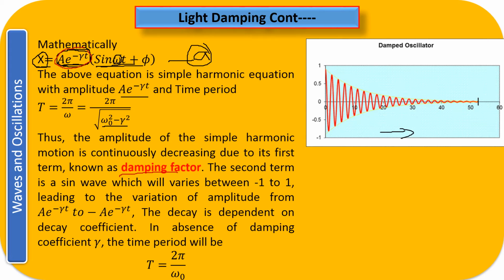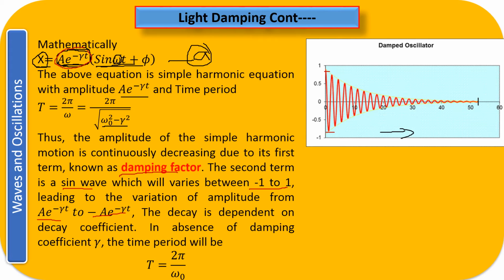The second term is a sine wave, which will vary between -1 to +1 naturally. So this leads to the variation of the amplitude from a e to power minus gamma t to minus a e to power minus gamma t. Between these two limits it is going to vary. The decay is dependent on the decay coefficient.